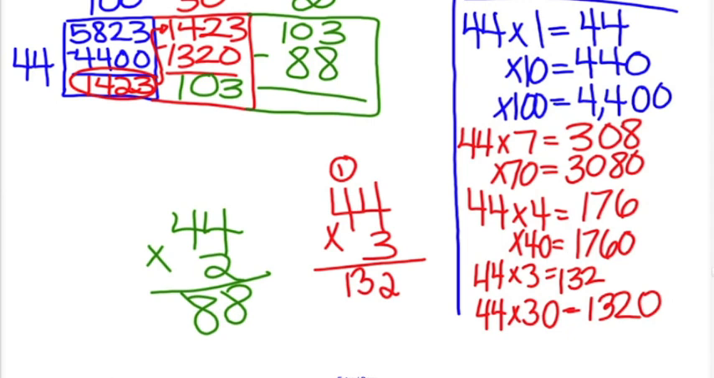Can I do 3 minus 8? No. So I'm going to borrow from this. That's going to make that 9. That's going to make that 13. 13 minus 8 is what? 5. And 9 minus 8 is? 1.